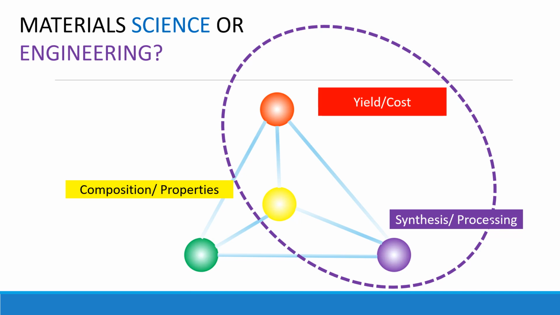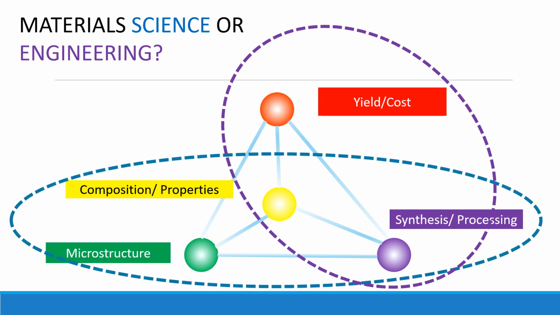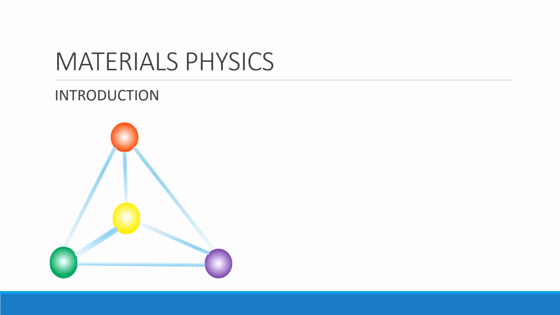If we go to the other part, the part of science, then we'll work on the composition, properties of course, and we introduce something new, which is the microstructure. That means we are going also to consider how the different parts, different atoms, different phases of the materials are arranged to give the macroscopic solid we are looking at.